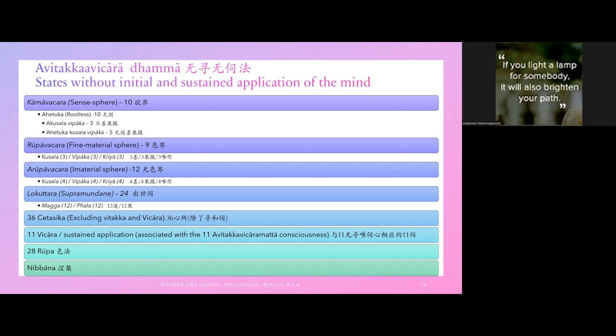And in addition, we have to also add the 11 vichara that were associated with the second jhana consciousness. These were the consciousness that were classified under the second term, avitakkaavicāramattā. Now let's see why they are classified here. So those 11 vichara were not associated with a vitakka because they are second jhana.